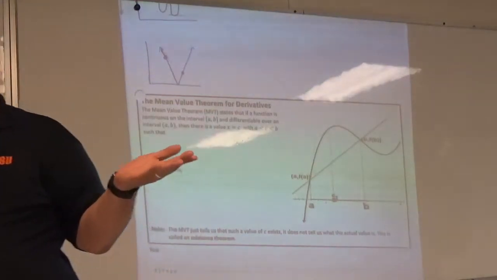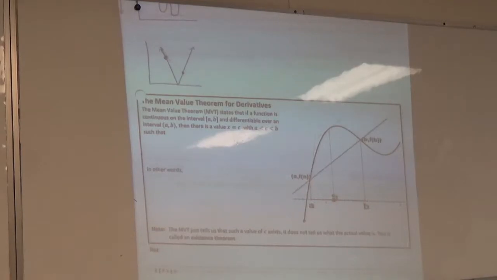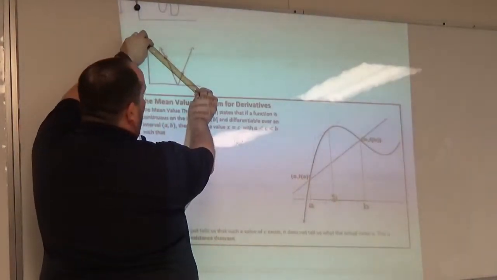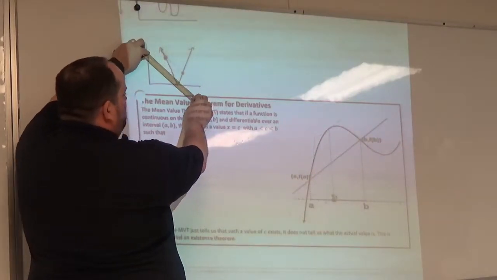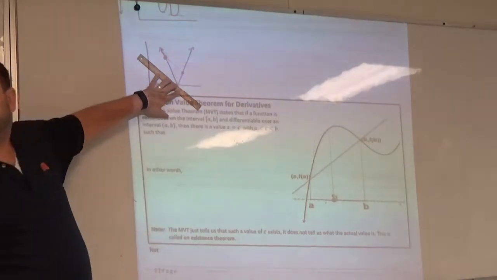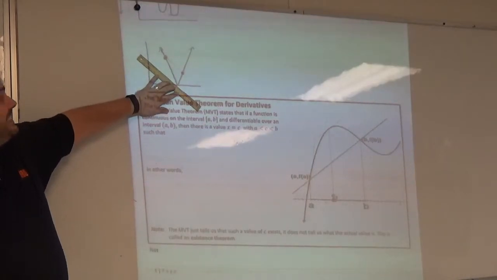Where does that point exist? Jasmine, where does that point exist? At the cusp point. You think at the cusp point. So you're saying if I take my ruler and I slide it down, at the cusp point, the tangent line has the same slope as the secant line. That's what you're saying? Yeah. How many guys agree with Jasmine? I agree. No one wants to disagree.